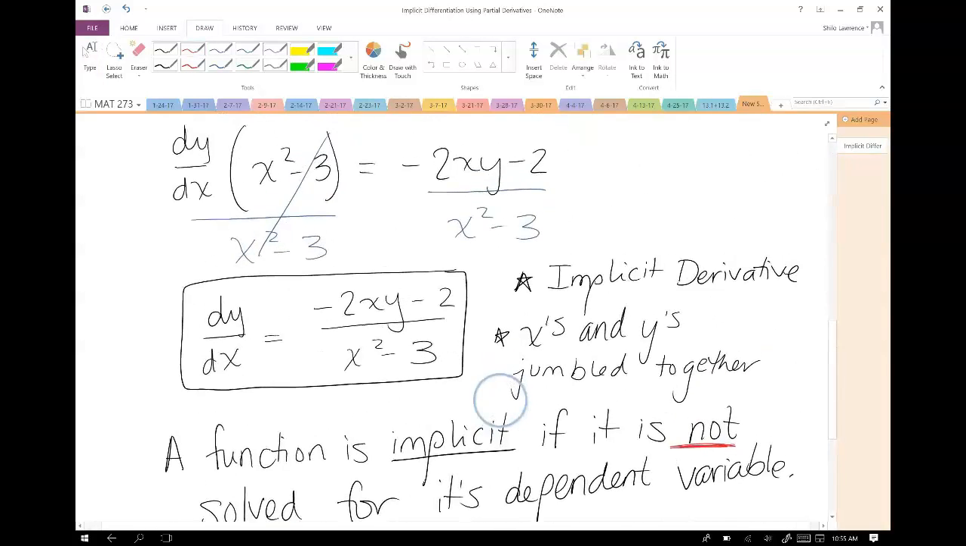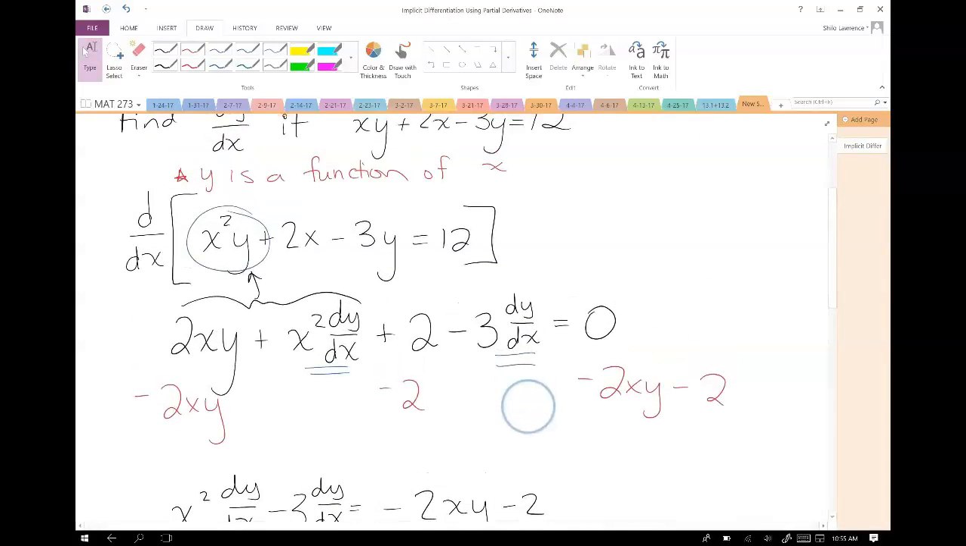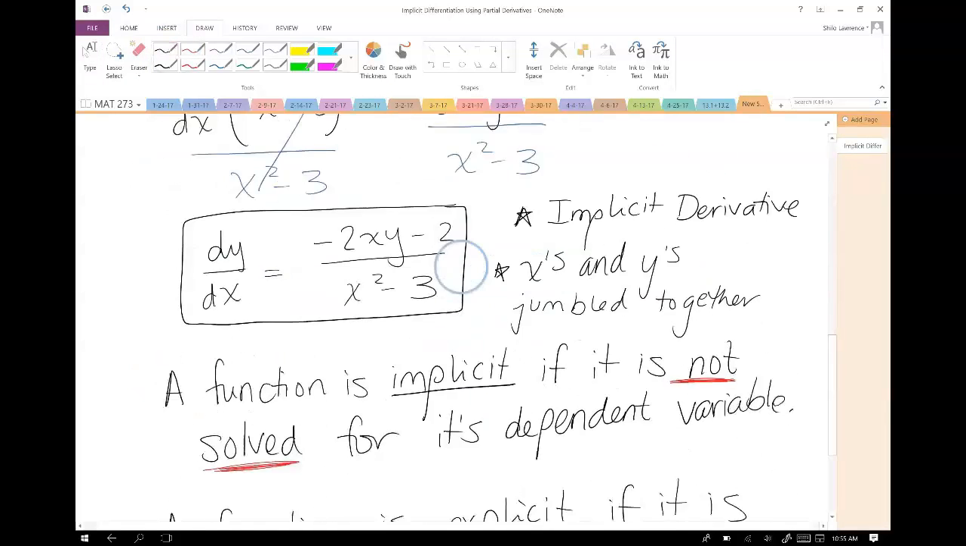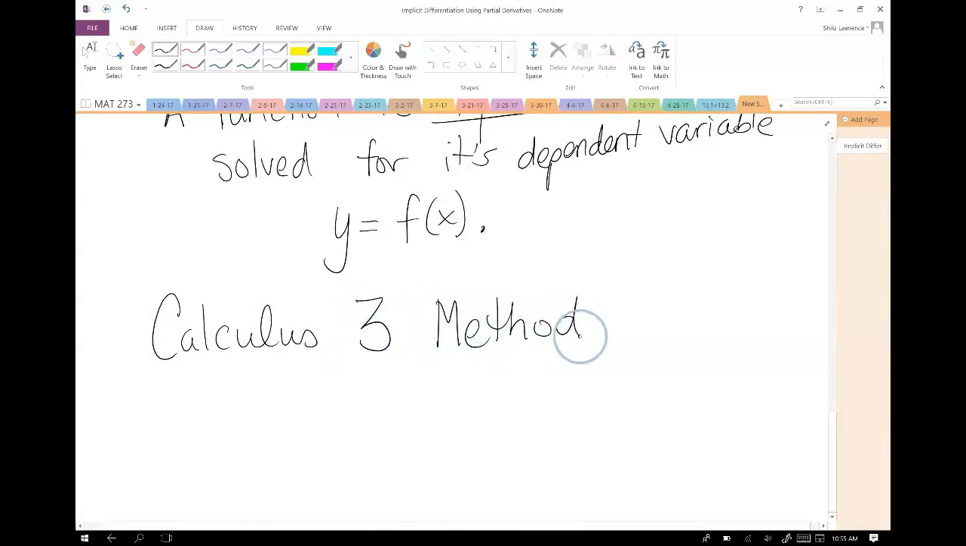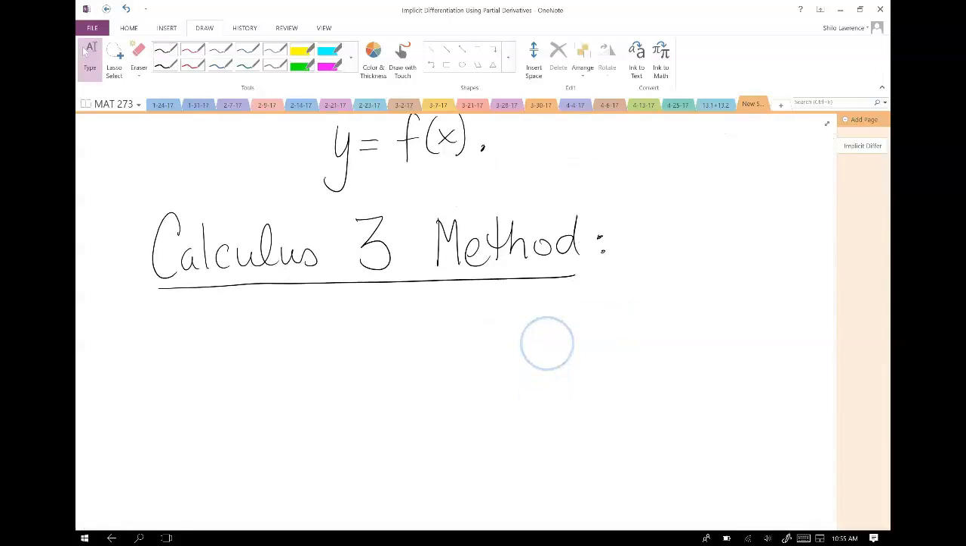So now that I've made you suffer through the old Calculus 1 method, we can actually use partial derivatives to get this implicit derivative much, much easier. So our new Calculus 3 method says any partial or implicit derivative that we're asked for, and it doesn't necessarily have to be the derivative of the output variable with respect to the input variable.